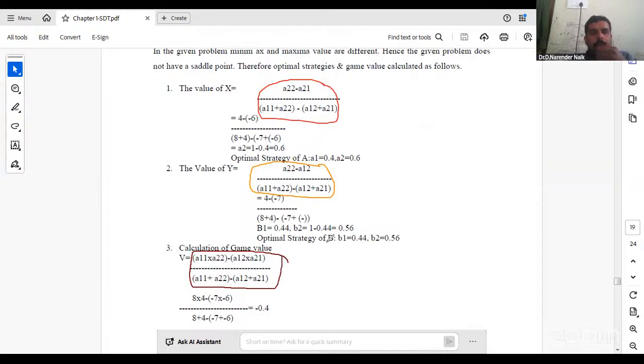Yeah, so you observe carefully. A21 minus A20, A22 minus A21 divided by A11 plus A22 minus A12 plus A21. Okay. Then A22 minus A12 divided by A11 plus A22 minus A12 plus A21. Right? Then A11 into A22 minus A12 into A21 divided by A11 plus A22 minus A12 plus A21.